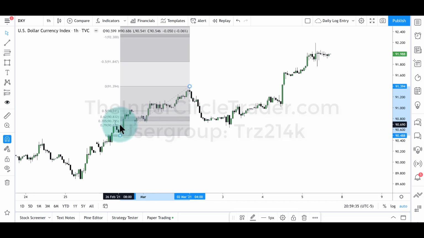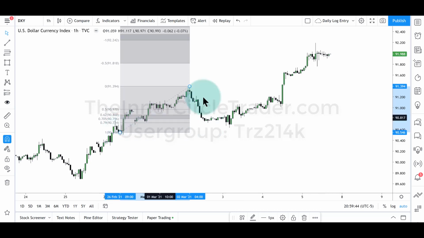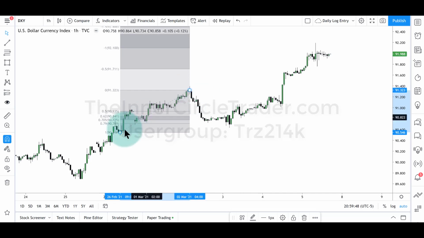Trades down into 79% retracement level here. For entry purposes, right here, and you can see how nice that aligns with the bodies. And then you have one negative standard deviation on the upside to 92.10. And 92.10 is there, essentially, right there.